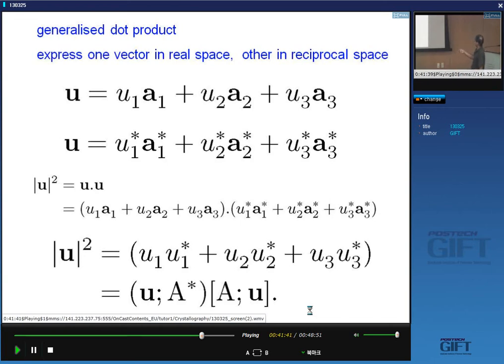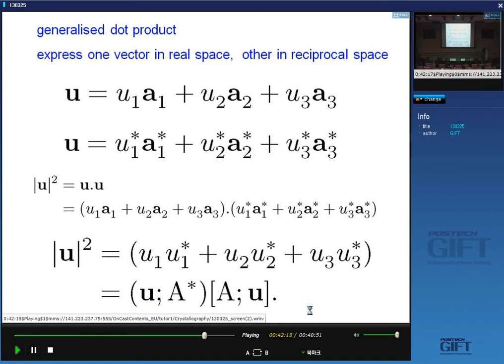So here is a vector U. This time it's expressed in real space. And here is the vector U again, but its components are now defined in reciprocal space. So a vector is a vector. It doesn't matter. I can refer it to whatever coordinate system. So the components are U1, and in this case U1 star. And in order to find the magnitude of U, I want to take U dot U. So I take its components defined in real space, components defined in reciprocal space, and carry out the dot product, and that gives me my magnitude of that vector squared.